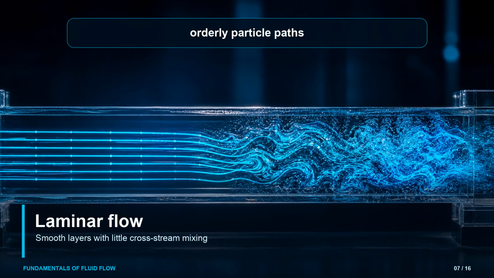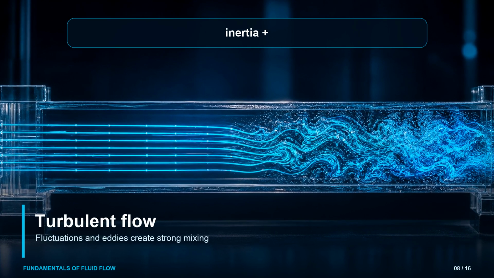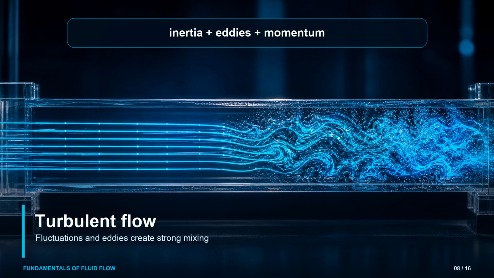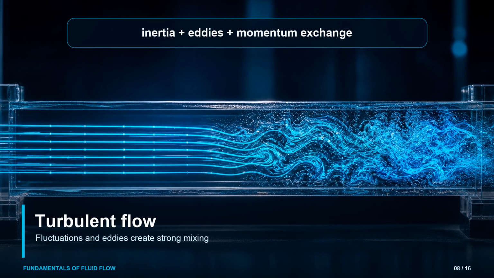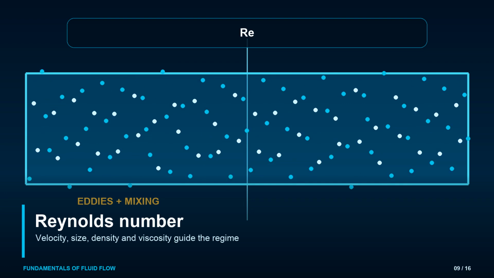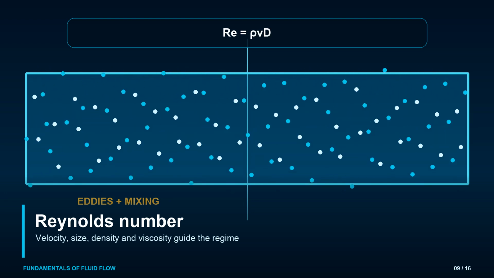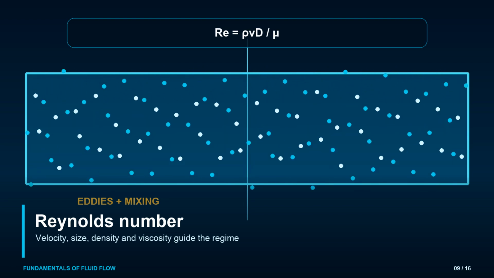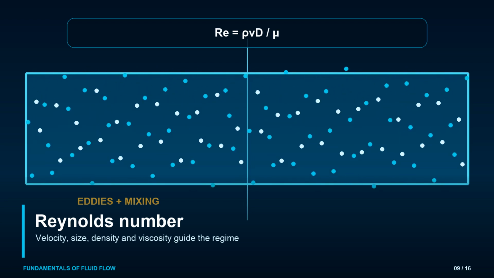In turbulent flow, particles fluctuate in irregular directions. Twirls called eddies produce strong mixing and rapid momentum exchange. Most water flow in large civil engineering pipes, rivers, and spillways is turbulent. The main factors are velocity, a characteristic length such as pipe diameter, density, and viscosity. Their combined effect is often expressed through the Reynolds number.